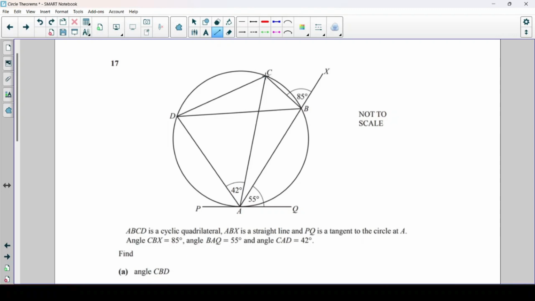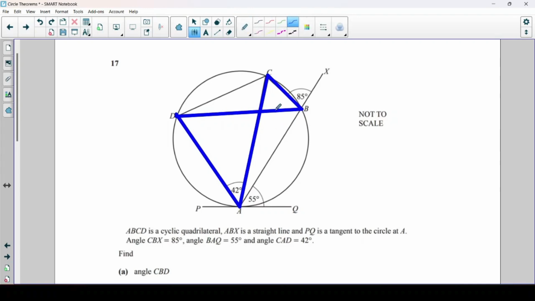So let's just draw over CBD. I'm looking if there's any other angles that are subtended by the same 2 points, and there's one down here, look. Okay, and they're both at the circumference. So we've got that kind of bow tie shape, so this angle and this angle are equal. So I know that CBD is going to be 42 degrees. So that's that first one done. And let's label it on the diagram too.